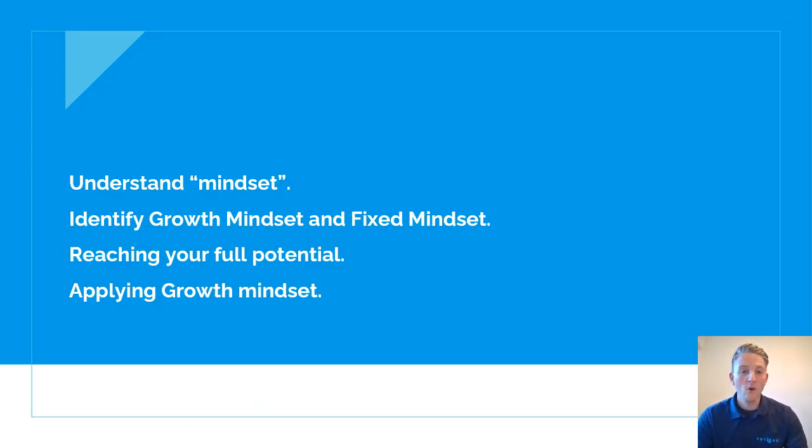And we'll cover four key topics here. So we'll look at first, what is a mindset? We'll identify two different types, the growth mindset and the fixed mindset. And then finally, we'll look at applying this to real life challenges and seeing how a growth mindset can impact your future actions and the results you're going to get from that.